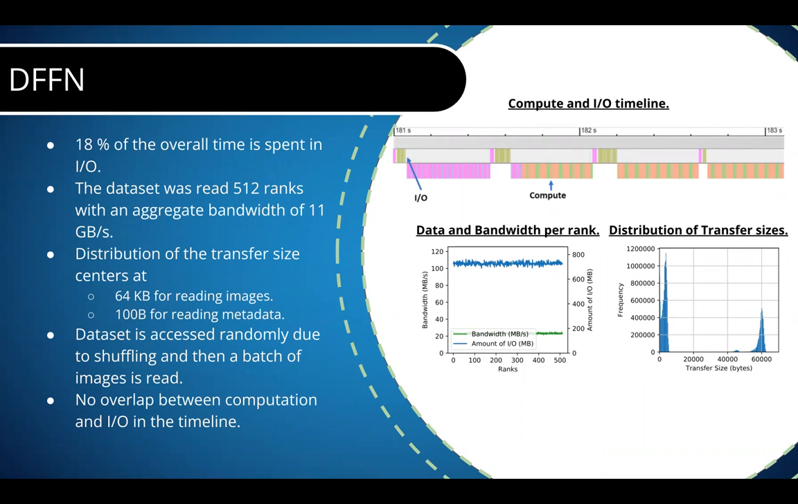Essentially, again, we saw that this was due to the chunking, how the two files, the metadata and the data files, were chunked. So the 100 bytes is for the metadata file, and the 64 kilobytes you see here is for the data file, how it was chunked. There is no overlap in this application between IO and computation.